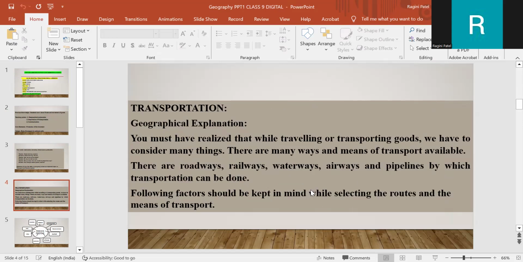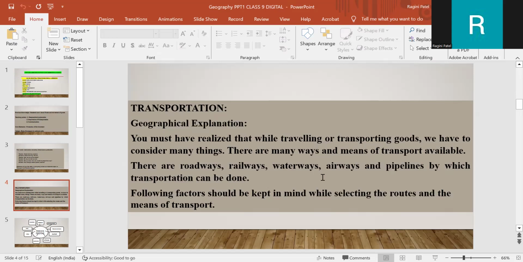Okay, first, transportation, geographical explanation. You must have realized that while traveling or transporting goods, we have to consider many things. There are many ways and means of transport available. There are roadway, railway, waterway, airway, and pipelines by which transportation can be done. The following factors should be kept in mind while selecting the routes and the means of transport.